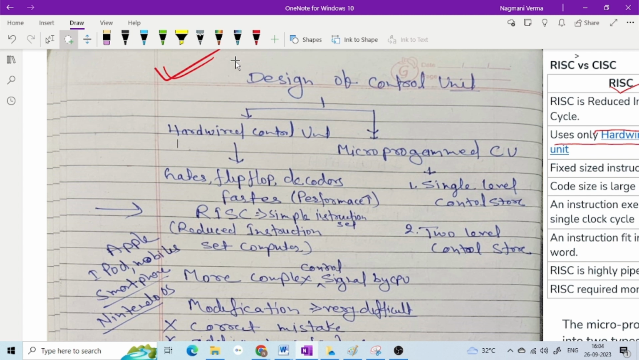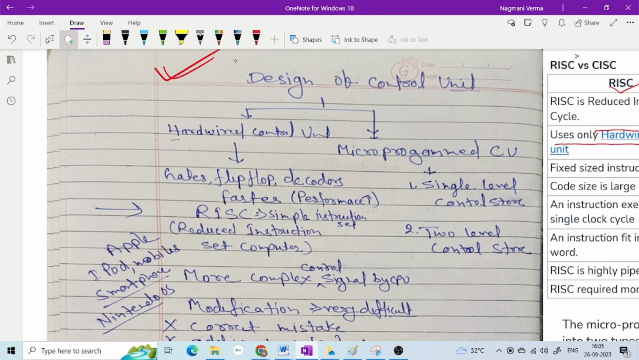So it will decode it, read the register, read the data from the memory, and then it will update the program counter. So that loop will continue. Now let's talk about the design of the control unit. There are two types of control unit.